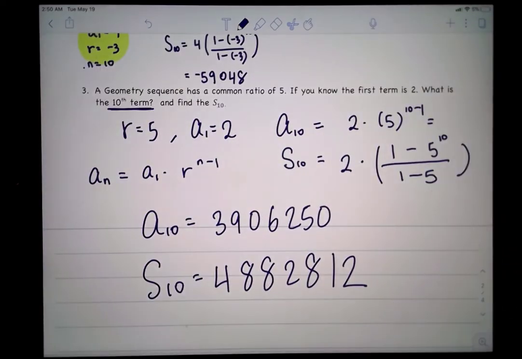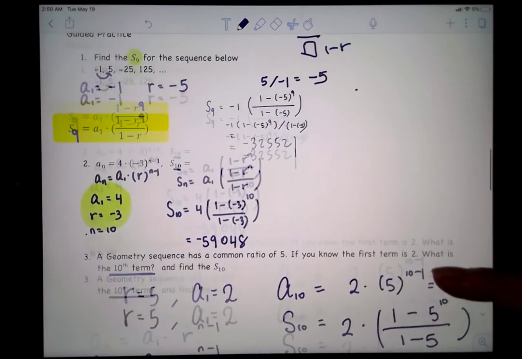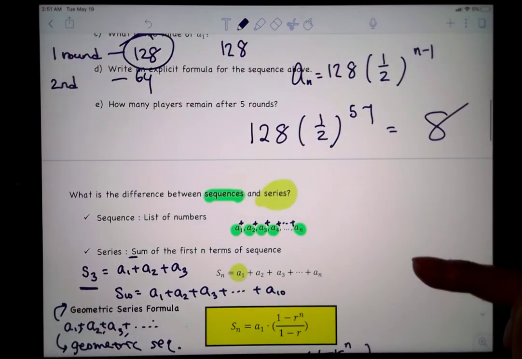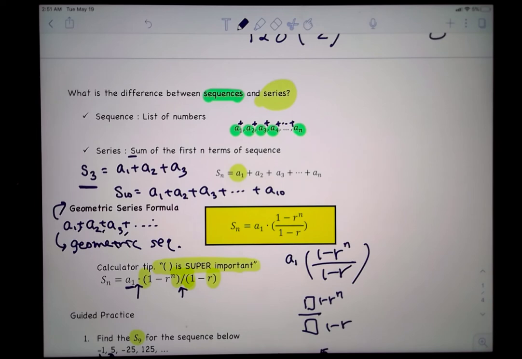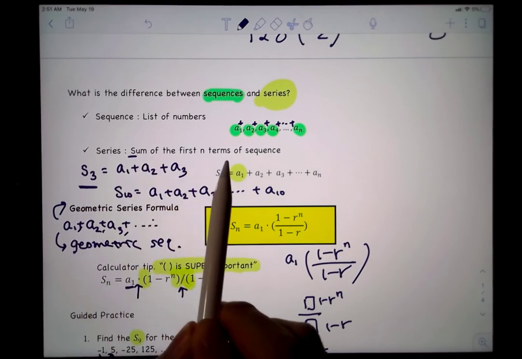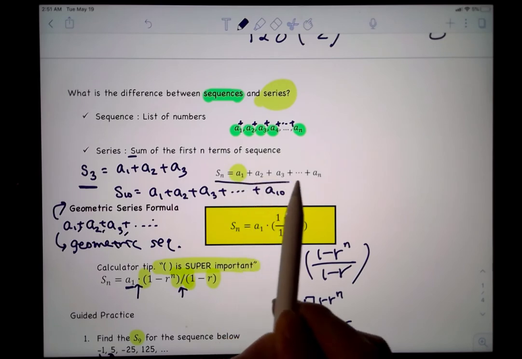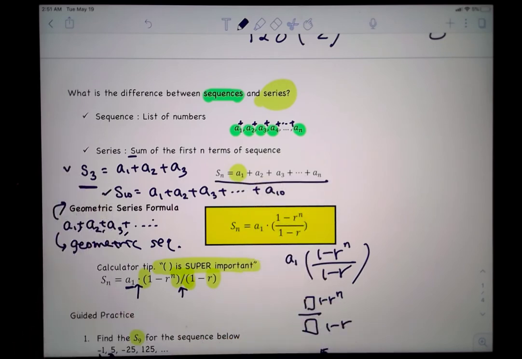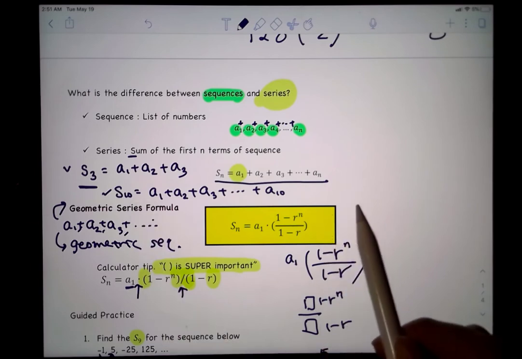So I'm gonna quickly go over today's lesson. So far before this lesson we did sequence and type of sequence, geometric sequence, explicit formula, recursive formula, how to find the nth term, right? And after that we did the word problem last class. And today we learned about series, and series means the sum of the first n terms of the sequence, like this, right? So I gave you 2 examples, S3 and S10, and I gave you the formula.